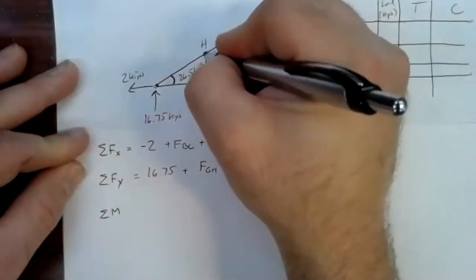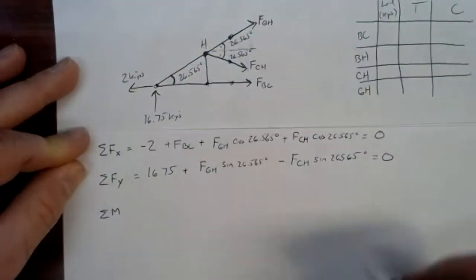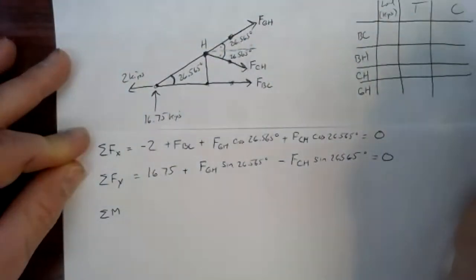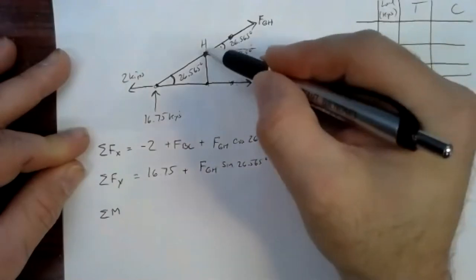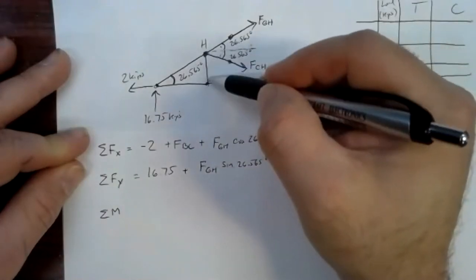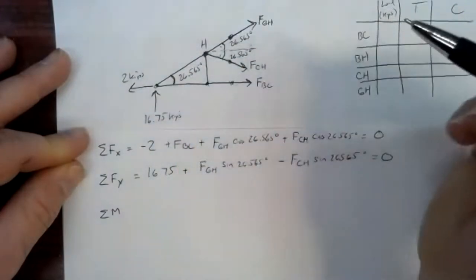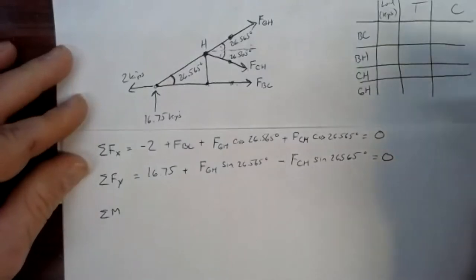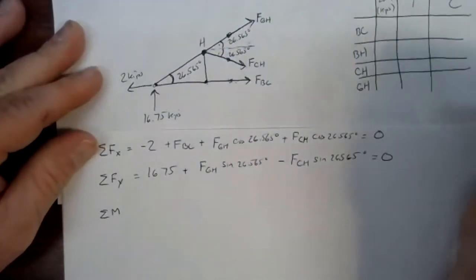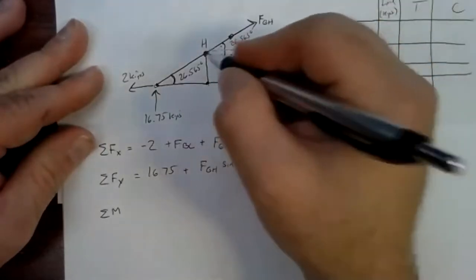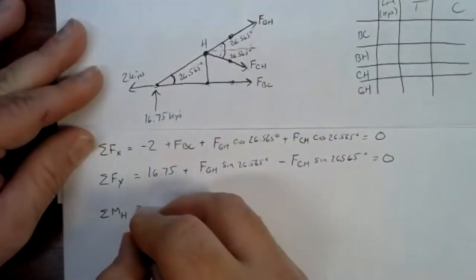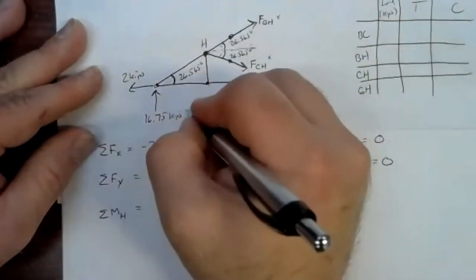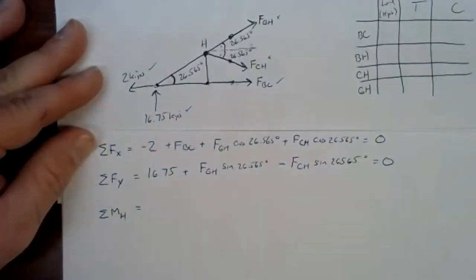That looks like it's going to be a whole lot of trouble. Probably a lot easier to pick our pivot point at H. If we pick our pivot point at H, these forces at angles won't have a moment. FBC has a moment, but the arm for that's not too hard to figure out. The 2 kips and the 16.75 kips will have a moment, but those arms aren't hard to figure out. So being judicious about picking your pivot point can save you a lot of work in the end. So let's pick H as our pivot point there. That'll knock out GH and CH. BC, 16.75, and the 2 kips will have moments.